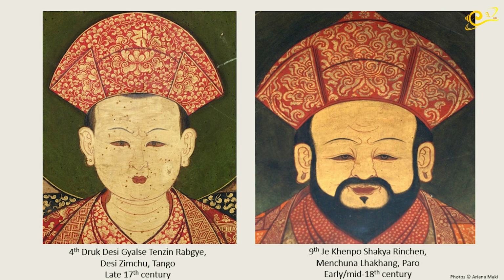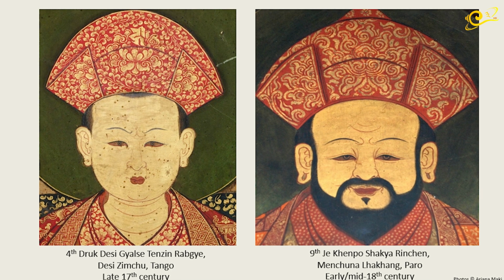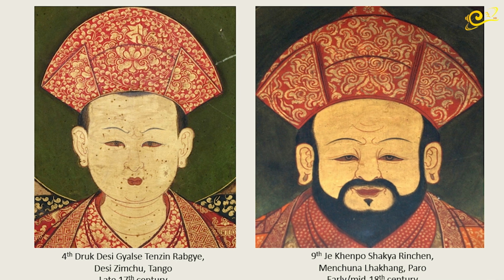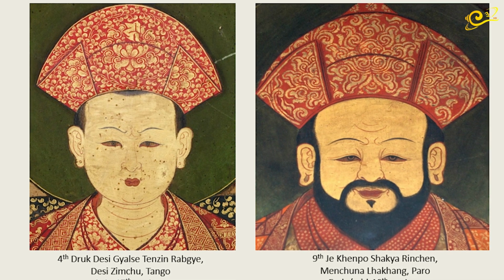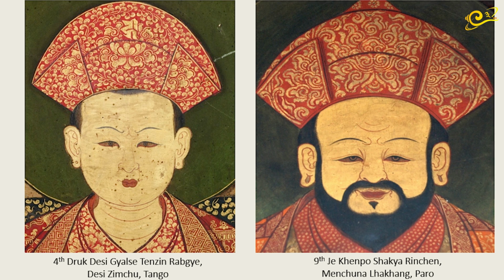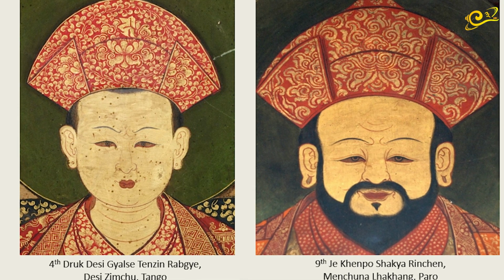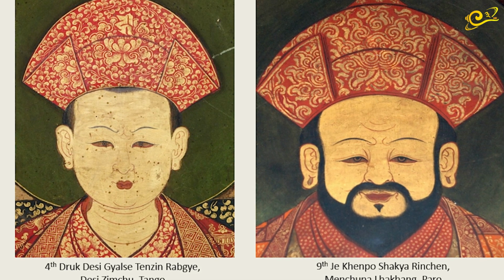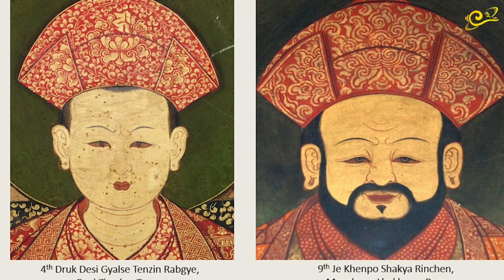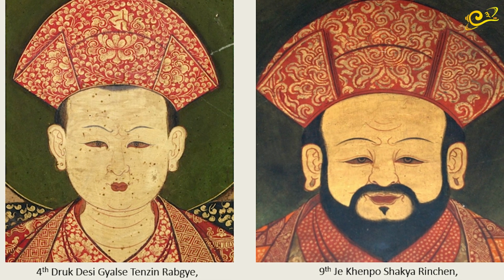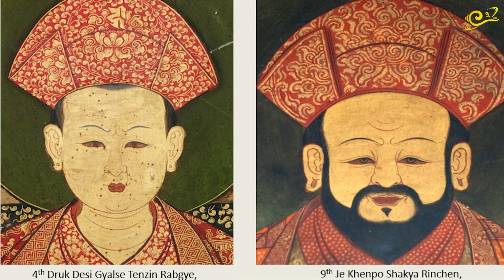So let's compare now if we put the 4th Druk Desi Tenzin Rabge's image next to that of 9th Jekempo Shacha Rinchen. What do we see? Look at the way the eyebrows are made. They curl up a little bit. Look at the forehead, the little lines that show that they're in concentration. Their eyebrows look exactly alike. They have broad noses. Look at their earlobes jut out just a little bit away from their face at an outward angle. We can see a lot of similarities maintained across this 100 years that span the creation of the Desi Zimchu and of Menchuna.